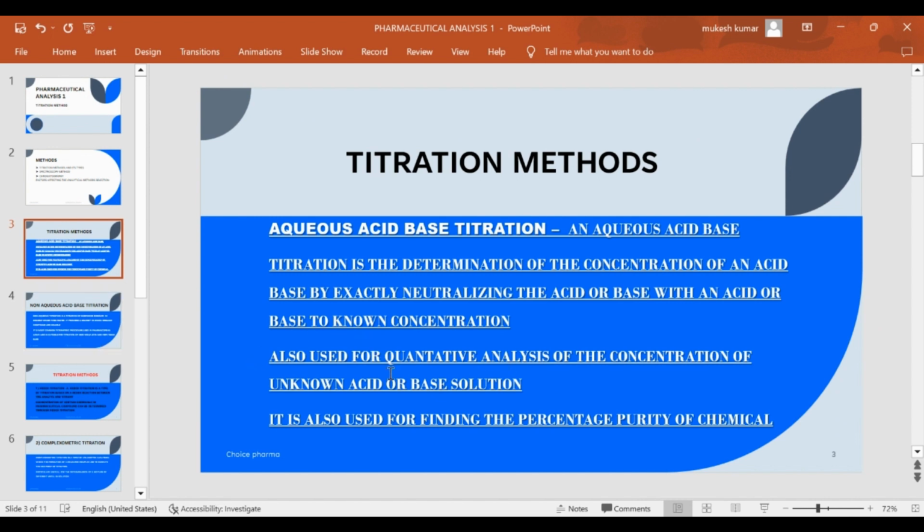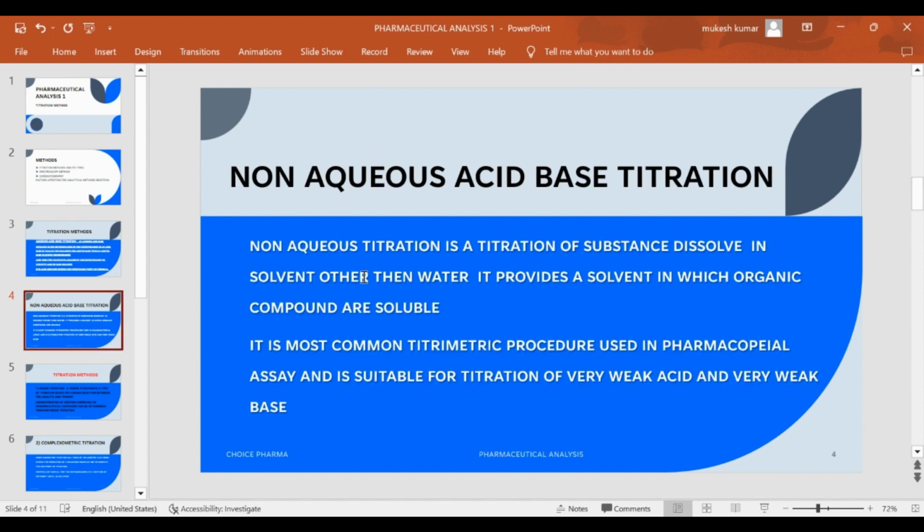Next is non-aqueous acid-base titration. In non-aqueous acid-base titration, the substance is dissolved in a solvent other than water. Simply put, non-aqueous acid-base titrations are methods using a solvent other than water for the determination of any substance. It provides a solvent in which organic compounds are soluble.